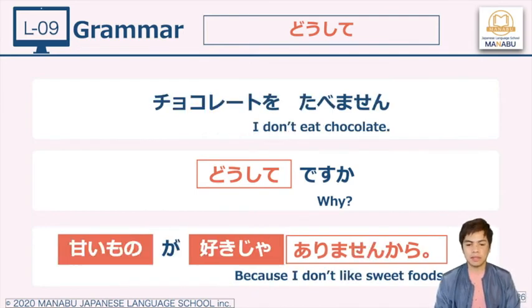Our last example, "Chocolate o tabemasen." So someone said, I don't eat chocolate. Then someone asked, why? "Doushite desu ka?" He answered, "Amai mono ga suki ja arimasen kara." This is our previous grammar point, the object "ga suki desu," "amai mono ga suki desu." So instead of "desu," he changed it to "ja arimasen" because he doesn't like sweet foods.